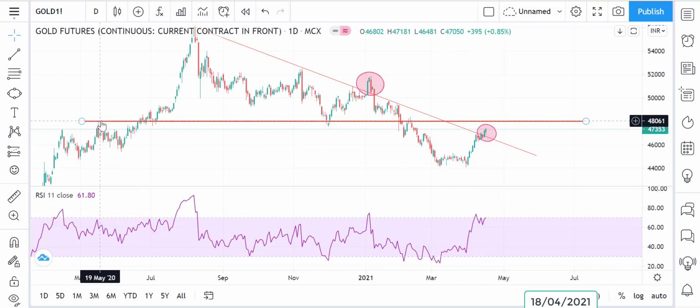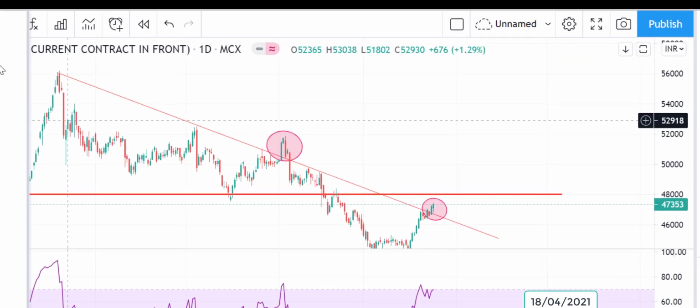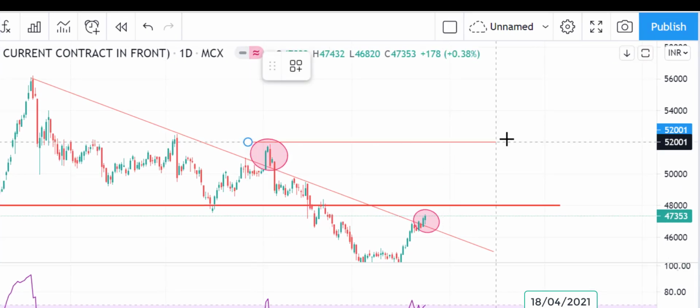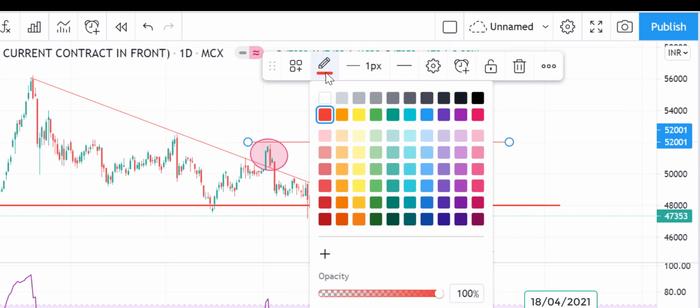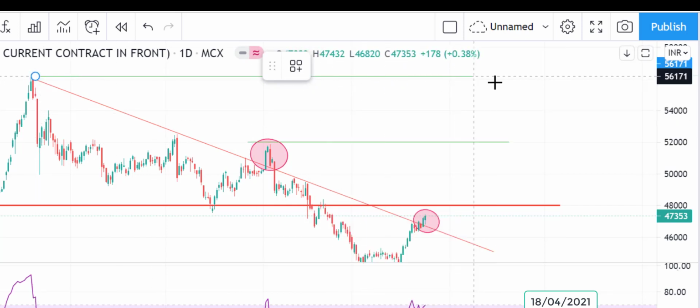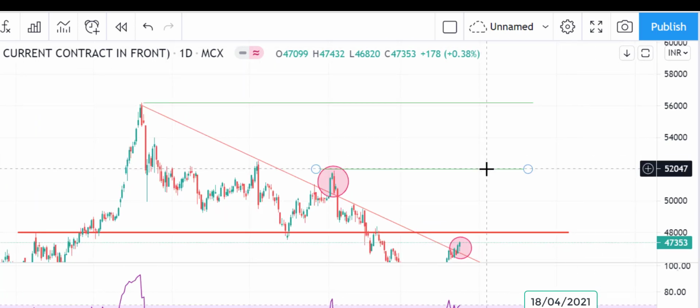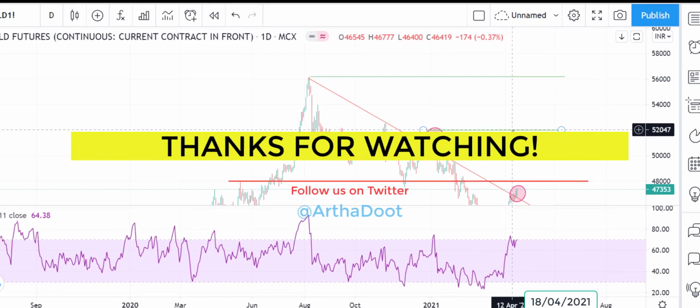And also, if price trades above this 48,000 mark, I would say it's a good level to go long, a little more aggressive with your longs, with an initial target of 52,000, then the next target of 56,000, and beyond that, God knows where the price will go.